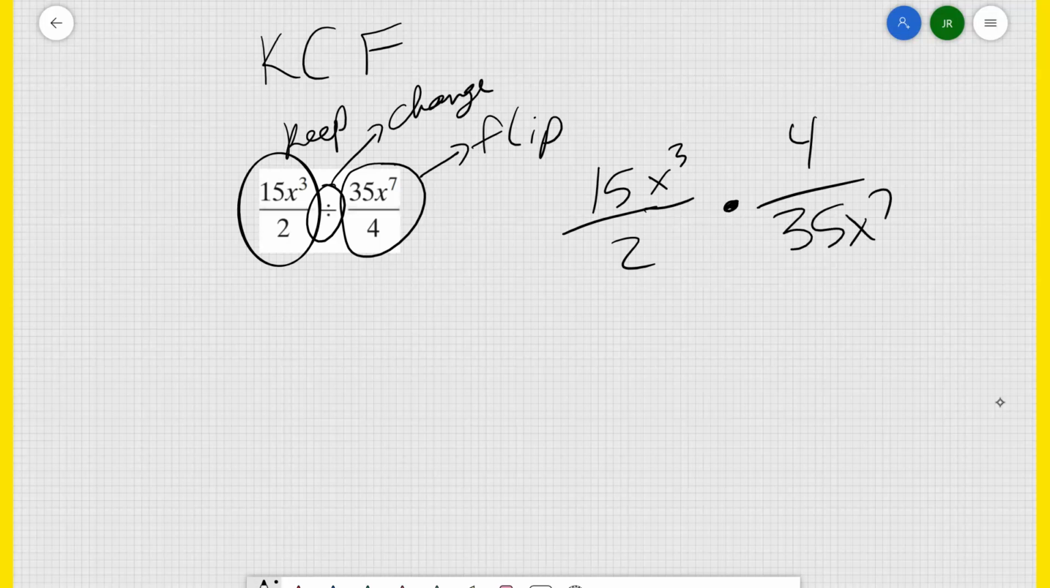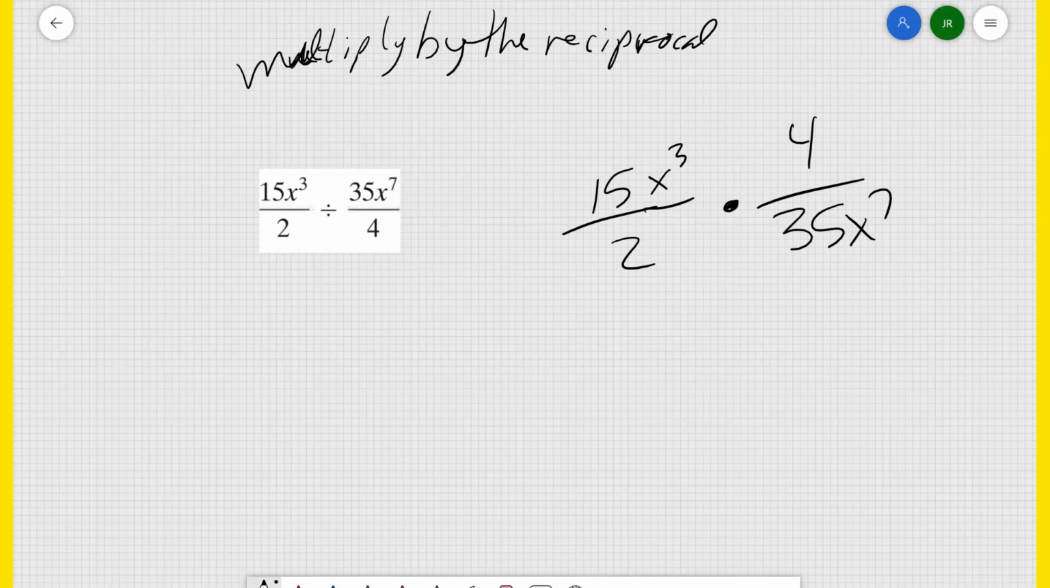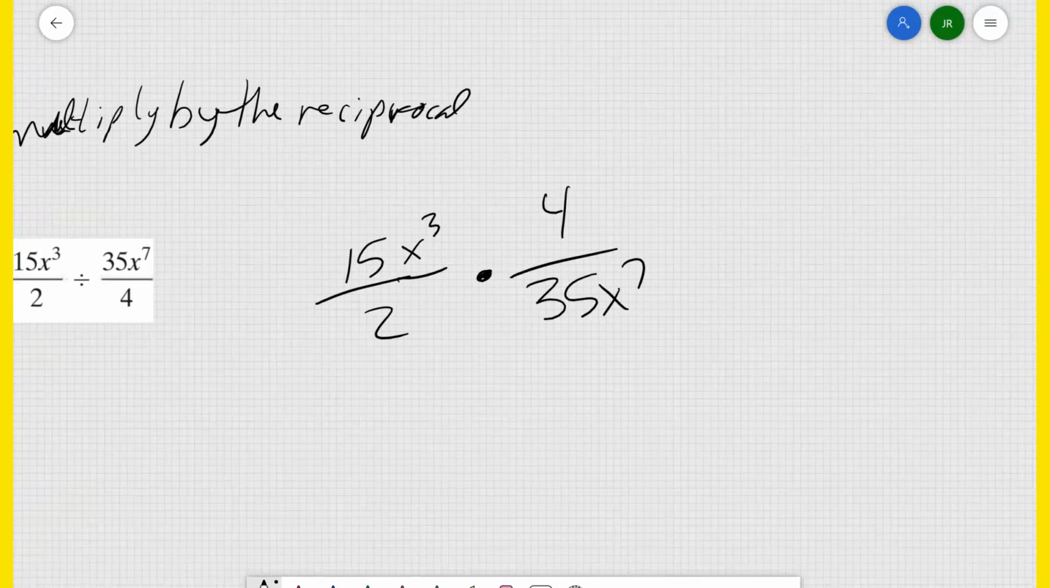Keep, change, flip. Others of you might call it multiply by the reciprocal, which is the same thing. It means instead of dividing, you multiply by the reciprocal of the second fraction. That's the same thing as keep, change, flip. In any case, what you do before you start anything else is you change it to multiplication and flip the second fraction. Then it's the exact same thing we did earlier. You're just multiplying the same way.